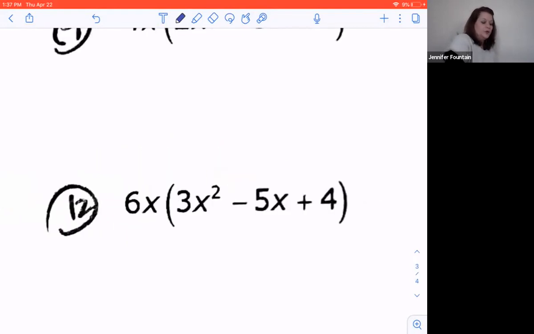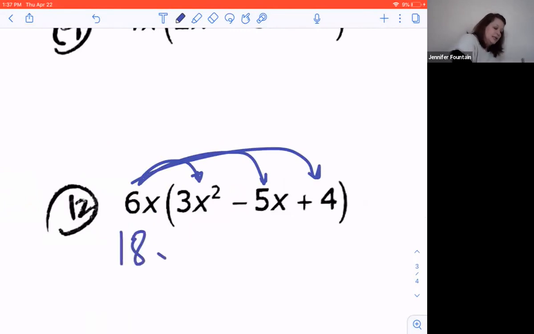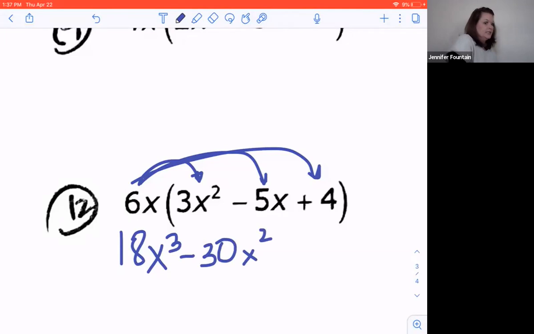And then number 12, 3 terms, multiply each term. 6x times 3x squared is 18x cubed. 6x times negative 5x is negative 30x squared. And 6x times 4 will be plus 24x. Any questions on those?